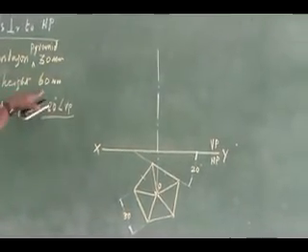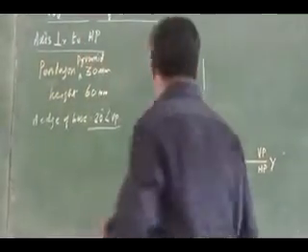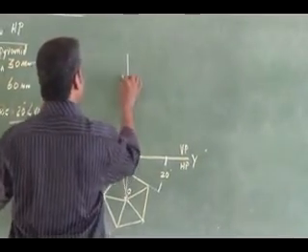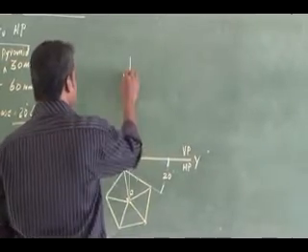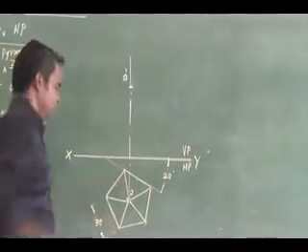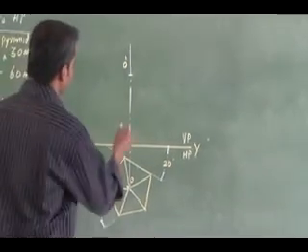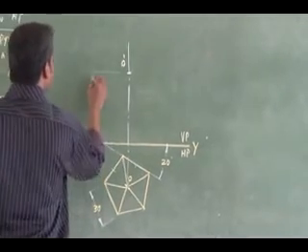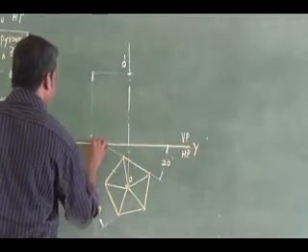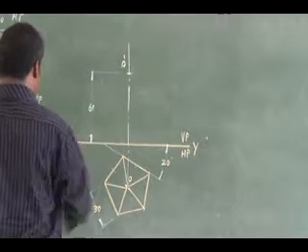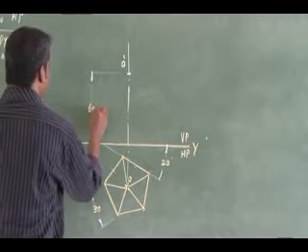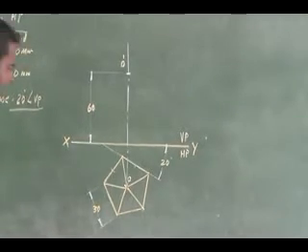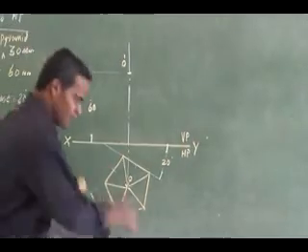So what is the height? It's 60 mm, 60 mm from the reference line. I have to measure it, 60 mm from the reference line. Then I have to mark my apex. So this is going to be my apex in the front face. This height is 60 mm.